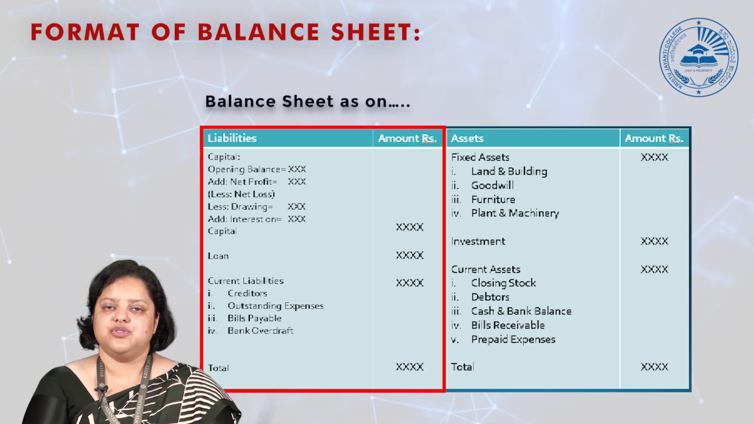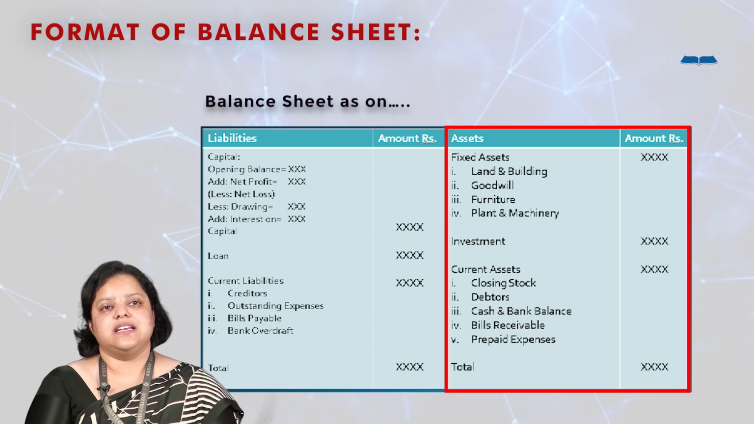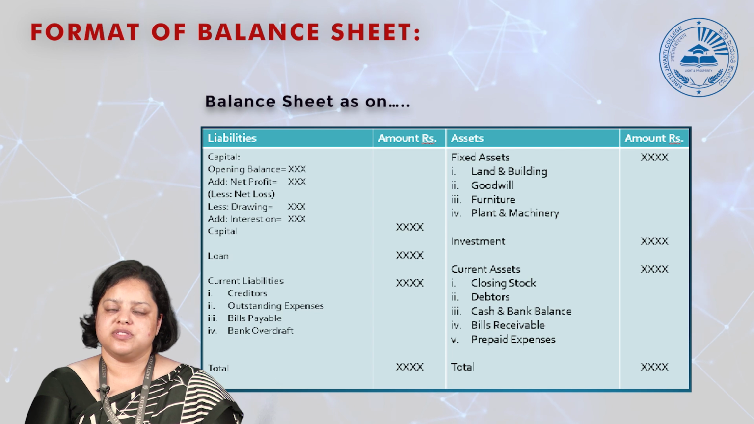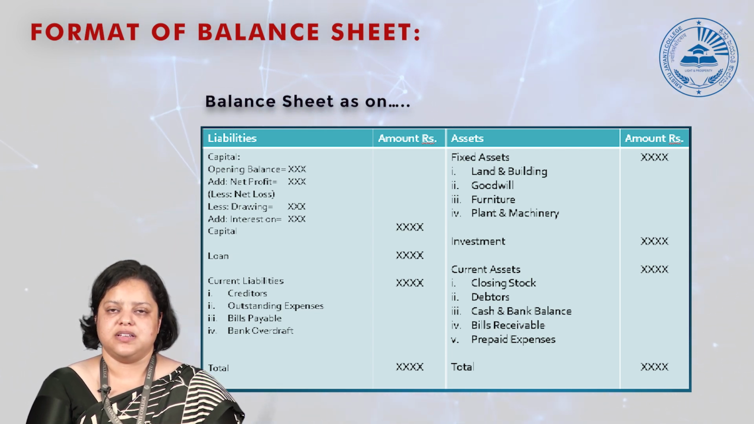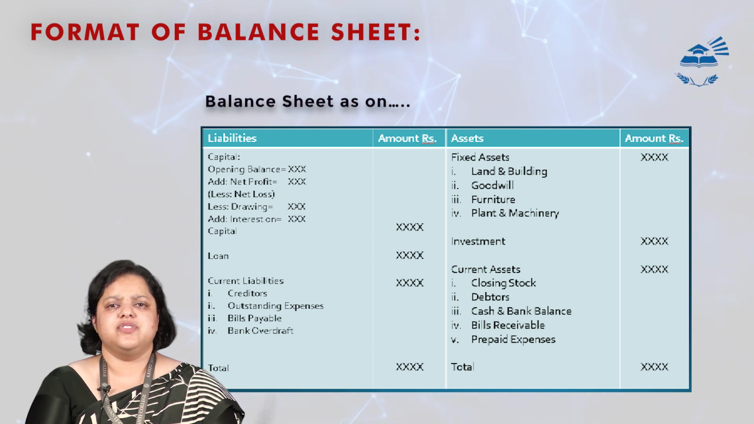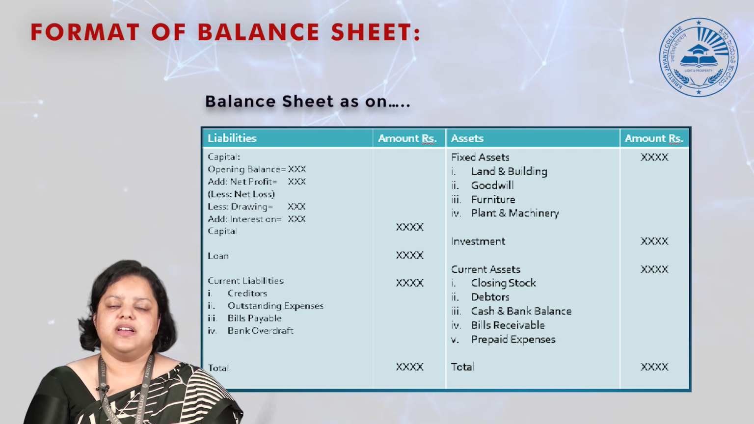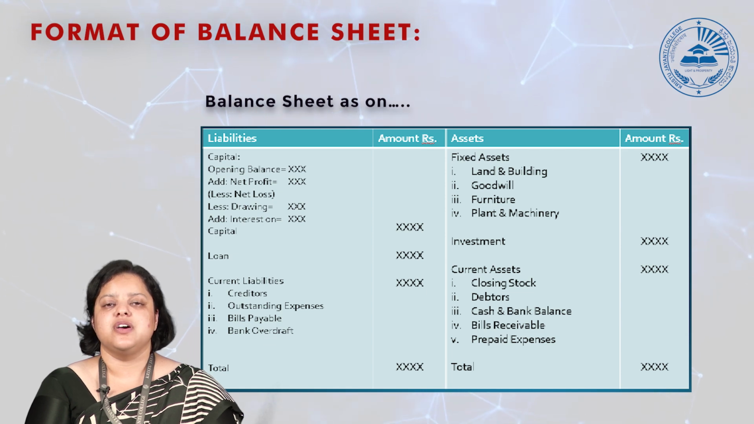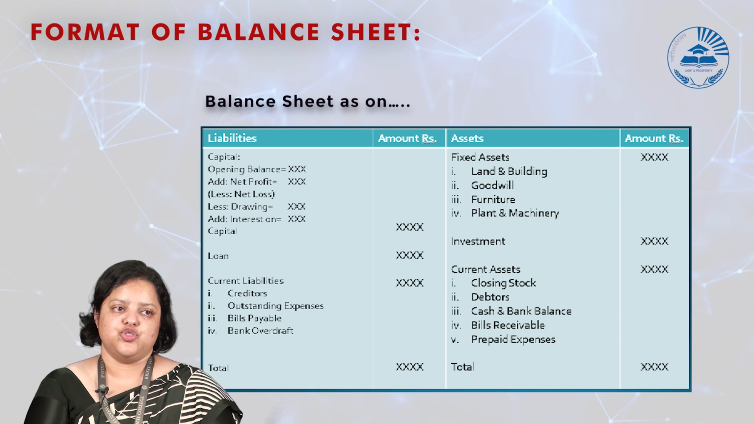The balance sheet has two components, as I already told. On the left hand side we record liabilities and on the right hand side we record the assets. On the liability side we need to start with the capital, and under capital we always start with the opening balance. To the opening balance we add the profit, and if the company is incurring any loss we need to subtract it. And if the owner is withdrawing any money for personal purposes from the company, we need to subtract it, that is known as drawing.